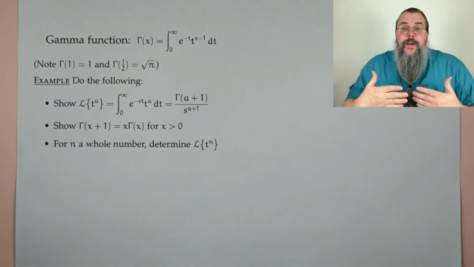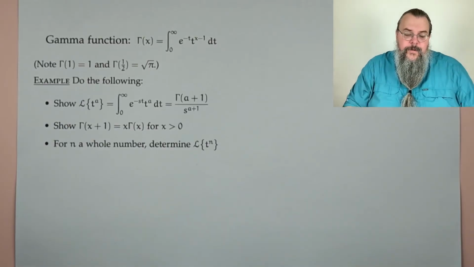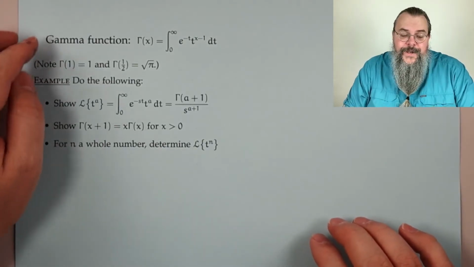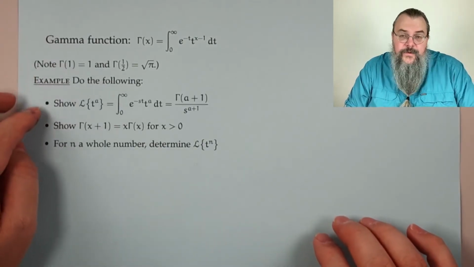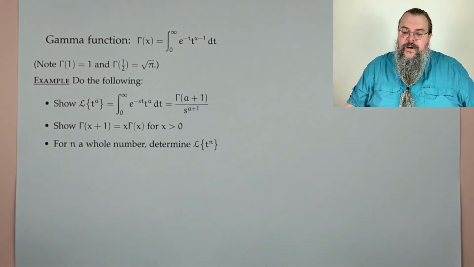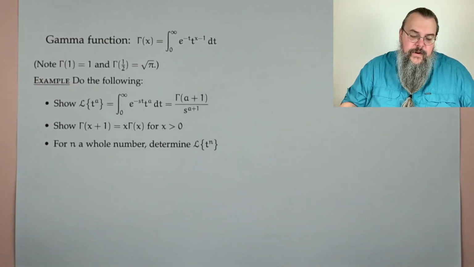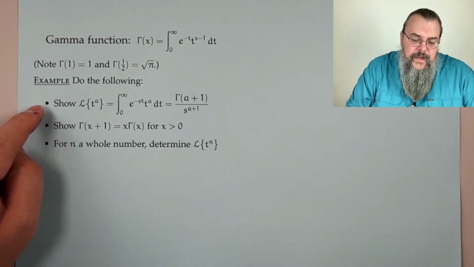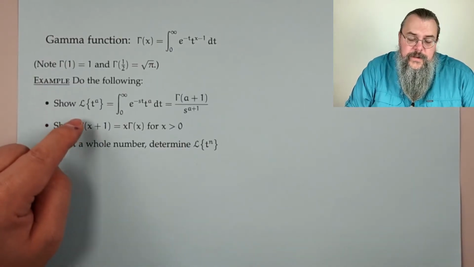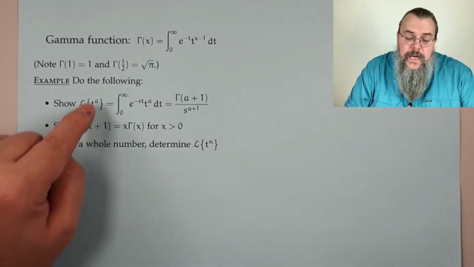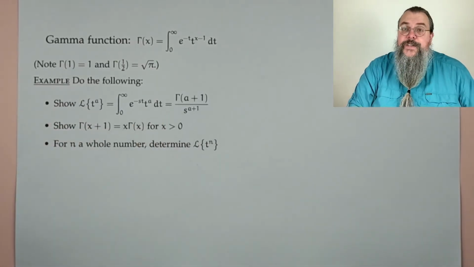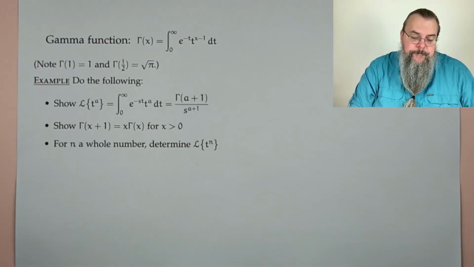So we say, okay, how can we use this? Well, we want to use the gamma function to do Laplace transforms. And there's three things we're going to do here. All right, so let's start with our various rules. The first thing says, show that the Laplace transform of t to any power is related to our gamma function.